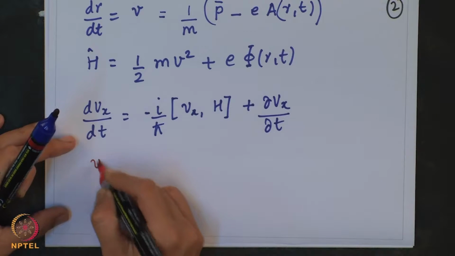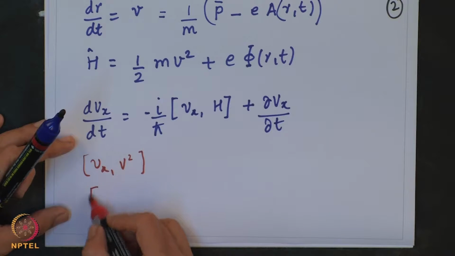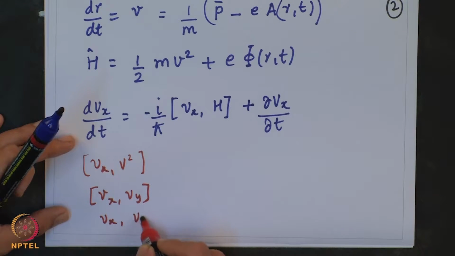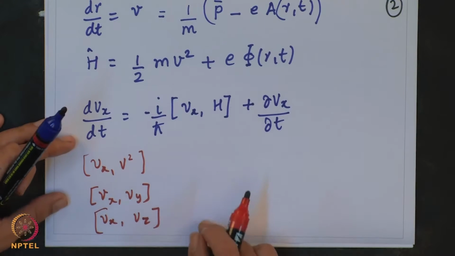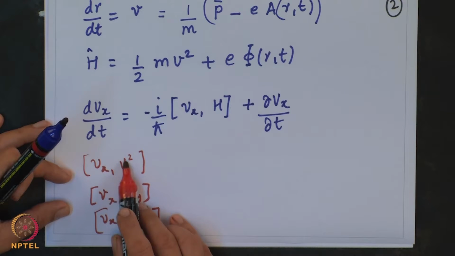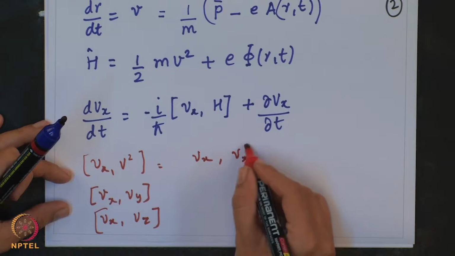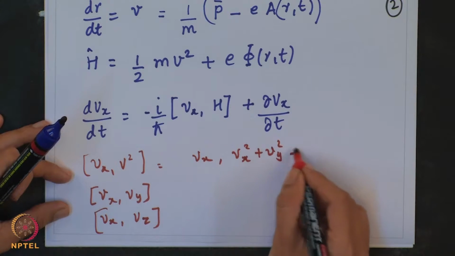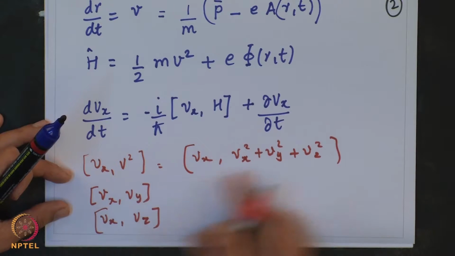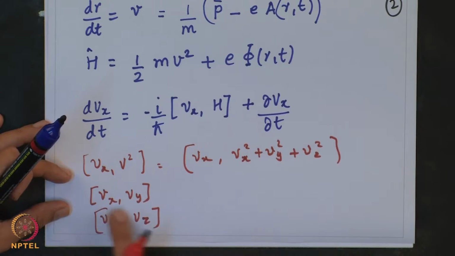So, that is [V_x, V²]. This means you have to evaluate what is [V_x, V_y] and what is [V_x, V_z]. [V_x, V_x] will not contribute. So, V² can be written as V_x² plus V_y² plus V_z², correct. That means you have to evaluate [V_x, V_y²] and [V_x, V_z²]. So, that means you have to evaluate this.